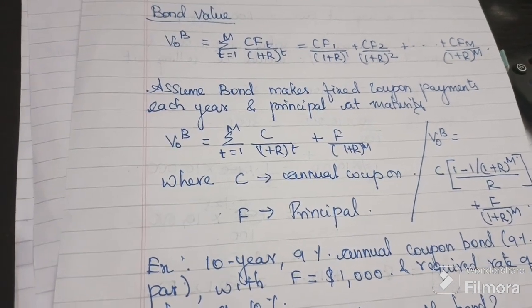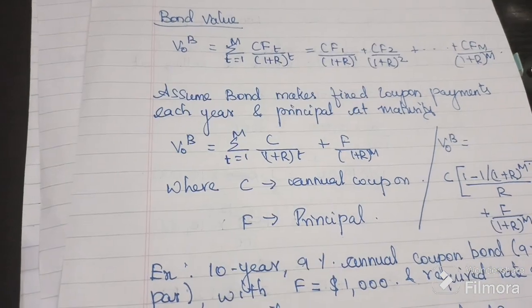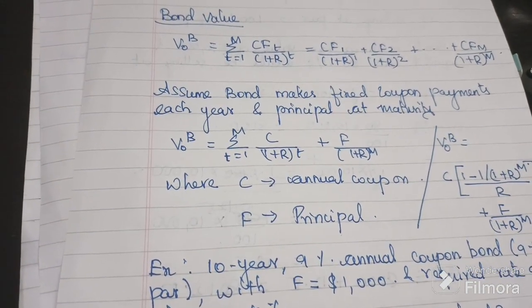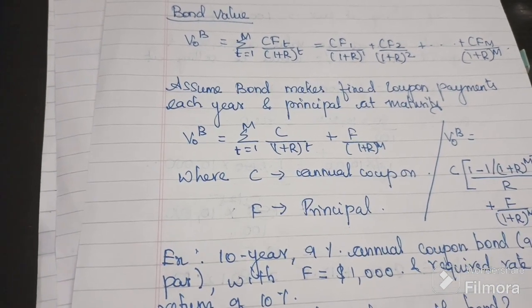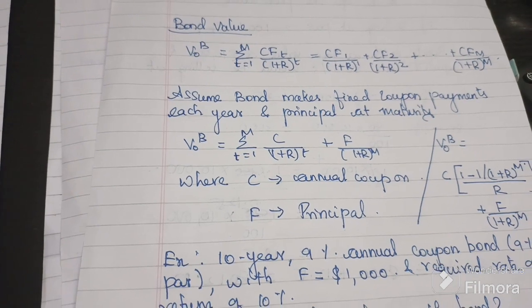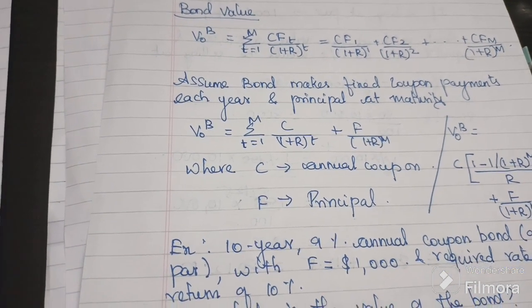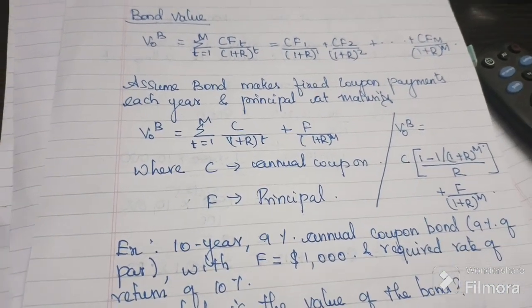It is not the coupon rate, actually it is the annual coupon. For example, if 10,000 is the face value and 10% is the coupon rate, then what is the coupon? The coupon value here is 100. So this is how it is calculated.